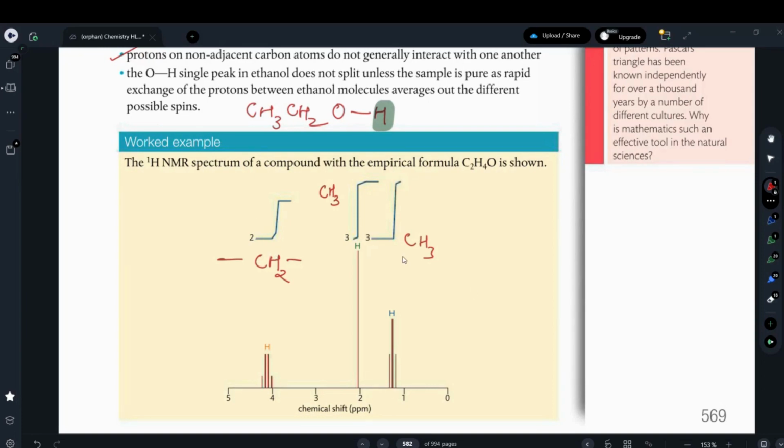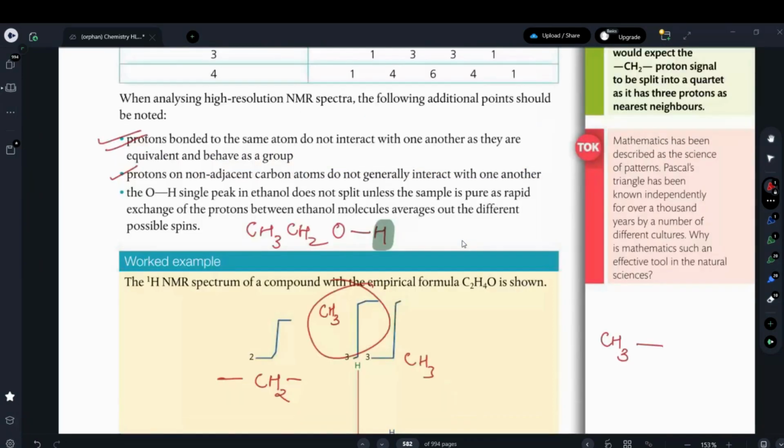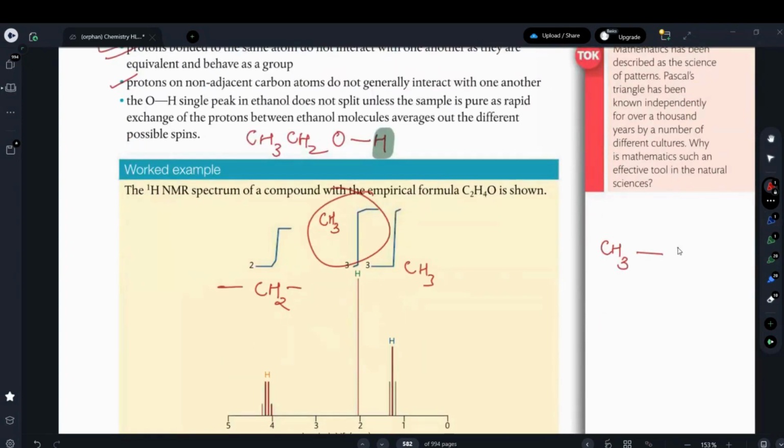Now let's start with this peak, the one in the middle. So this peak means if this is the case, then what is attached to it? If you read the first point in this case, protons bonded to the same atom do not interact with one another. Second point: protons on non-adjacent carbons do not generally interact with one another. Now, how does this work? If this is also carbon or this is oxygen, whatever it is, there are no hydrogens on top of it. What does that mean? Since there are no hydrogens on top of it, what will it couple with? The number of peaks that you get are with respect to the hydrogens on this carbon and not the carbon before it.